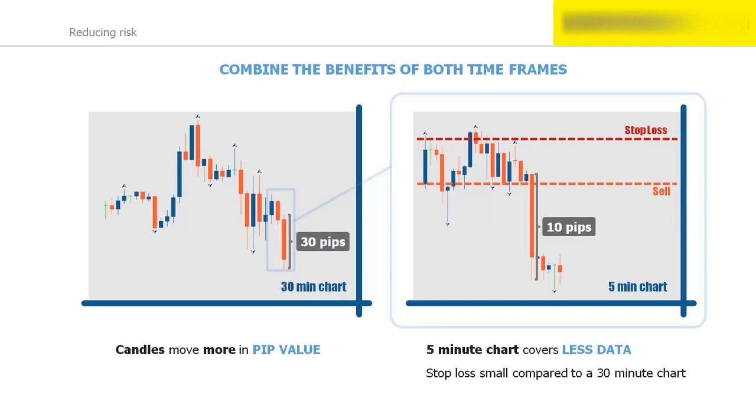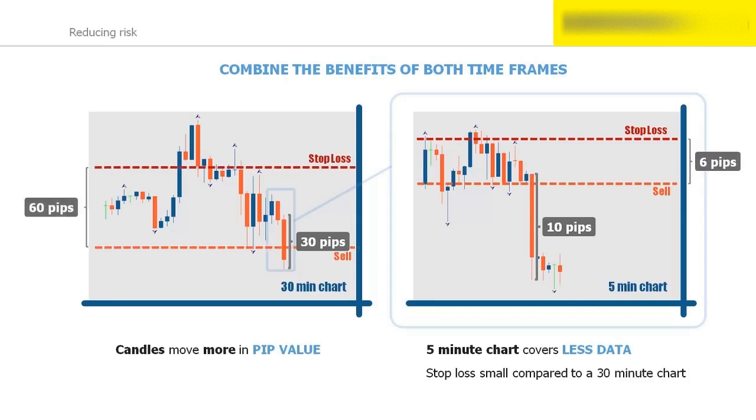Because the candles on a 5-minute chart will be smaller in comparison to the 30-minute chart, the stop loss on a 5-minute chart will be closer to the entry than it would be if you entered using the 30-minute chart alone and placed the stop loss on the 30-minute chart. As such, you have reduced the risk of entry on the lower time frame. However, you are trading in the direction of the overall market trend, and so you have combined the benefits that both time frames offer.